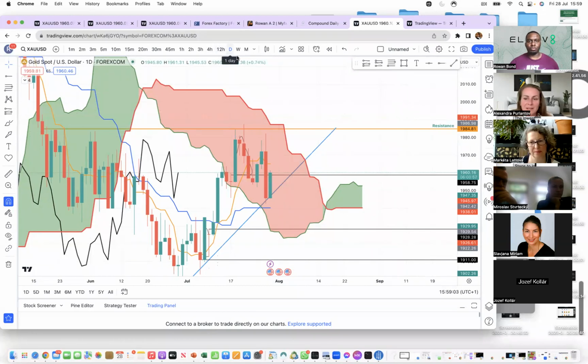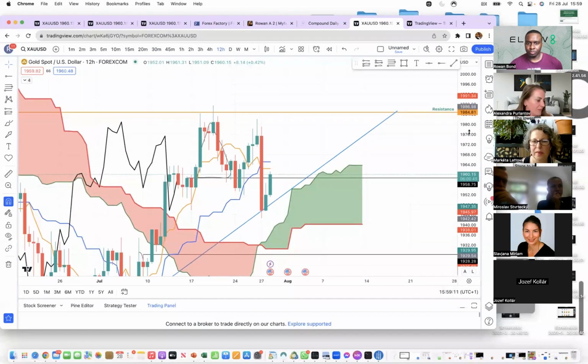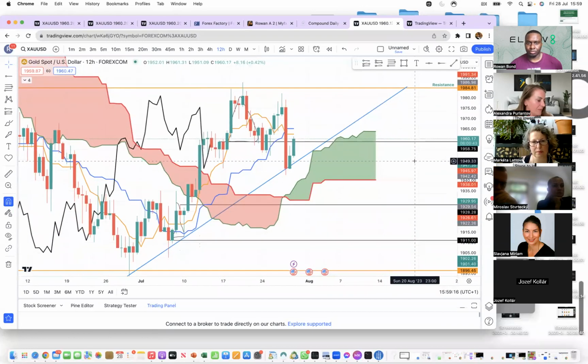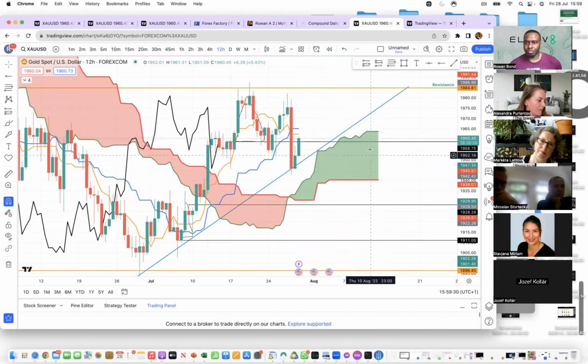Okay. So we go from the daily to the 12-hour. Now you can see the cloud on the 12-hour. You can see the price is above the cloud, and the cloud is bullish, saying look for buys.